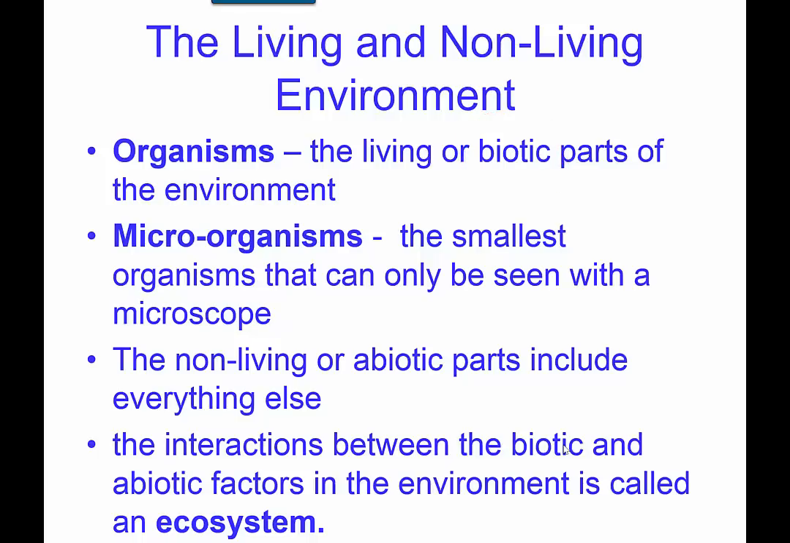Now, everything that isn't an organism is classified as a non-living component of the environment, and non-living is also called an abiotic part, and that includes everything like rocks and water and sunlight and wind, anything that can't be considered alive. Now, the interactions between those biotic things and those abiotic things in the environment is what we consider an ecosystem.